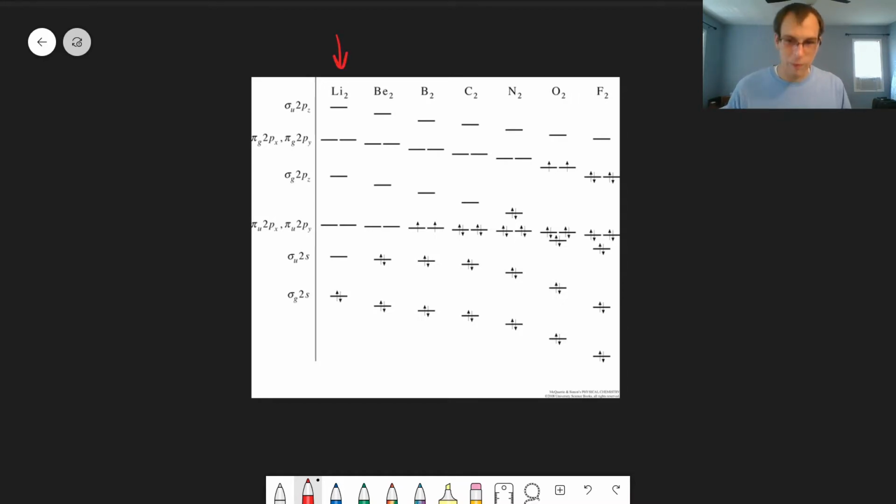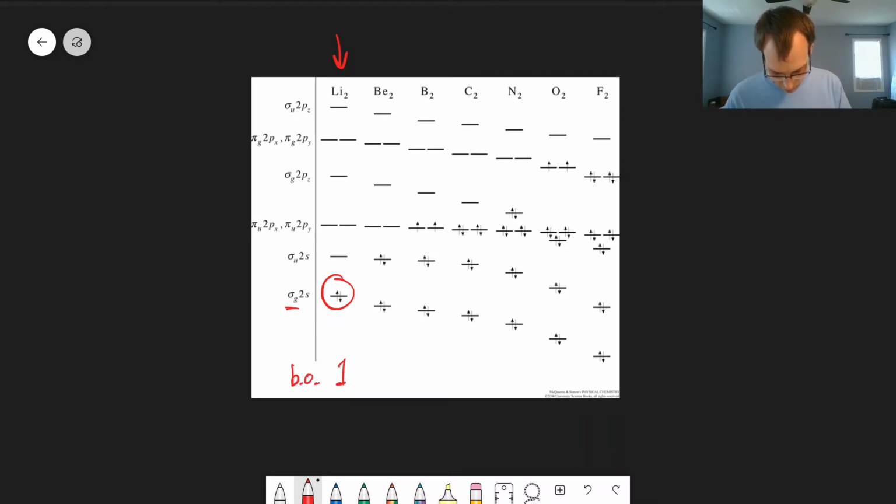And we're ignoring the 1s electrons because they mostly are localized on the individual nuclei, and the bonding and anti-bonding kind of add up to nothing overall. And it's the valence electrons we care about. And so for lithium dimer, right, we get something that has two bonding electrons, and the sigma g is a bonding orbital. And so this has a bond order of 1.